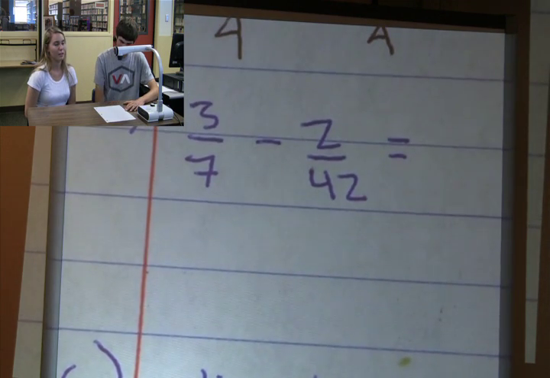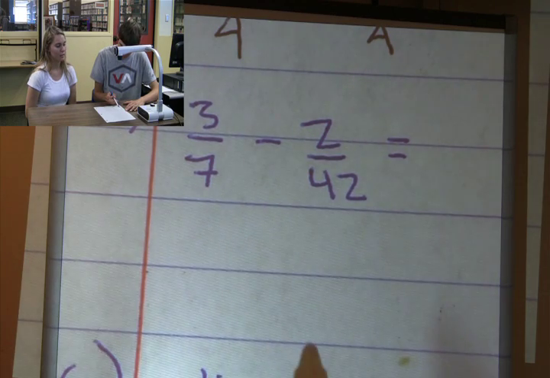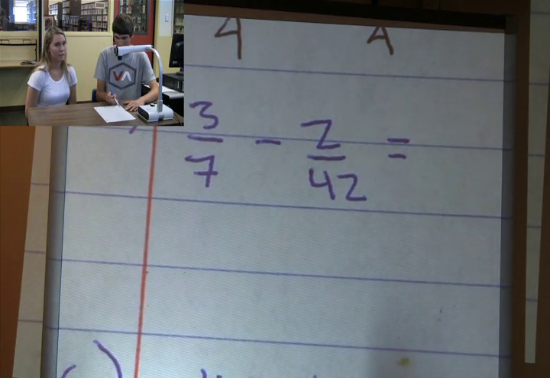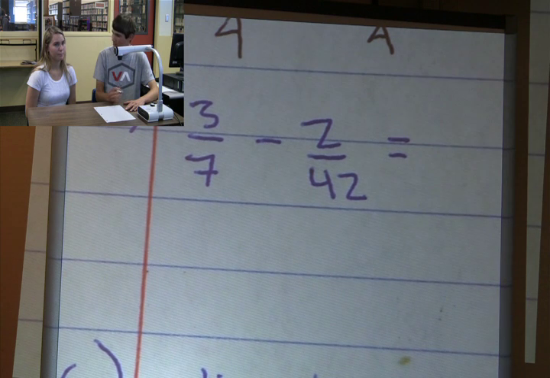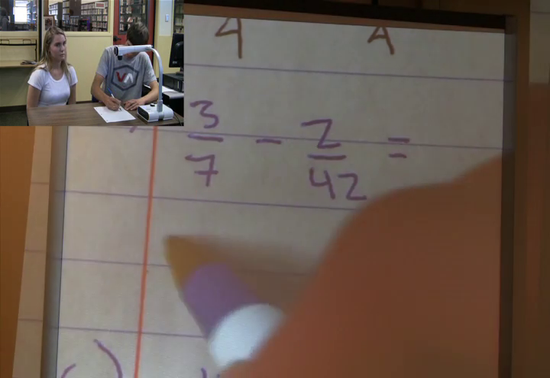Oh, this one looks really hard. So if you have 3/7 minus 2 over 42, is there anything that can be reduced at the start? No, I don't think so. So is 42 an even number? Yeah. So that means it's divisible by 2. Oh. So let's reduce that fraction because it's kind of a big number and that'll make it easier.